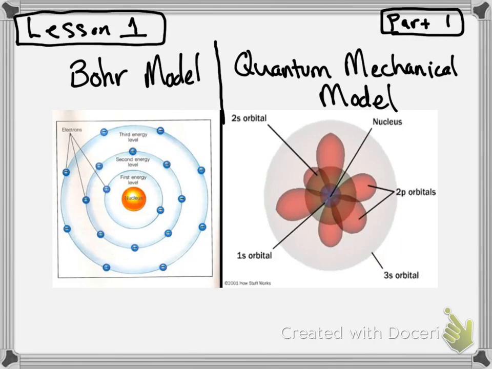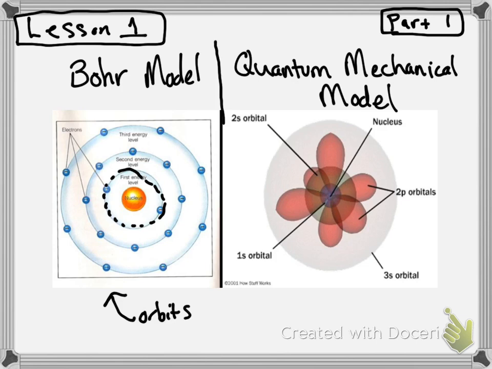Lesson 1, Part 1. We began our discussion with looking at the Bohr model and the quantum mechanical model. Scientists once believed the atom looked like this. This is the Bohr model. There's a nucleus in the middle, and around the nucleus you have these energy levels called orbits. And the electrons go around the orbits in fixed energy. This model has been cancelled.